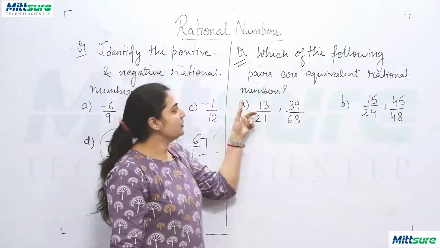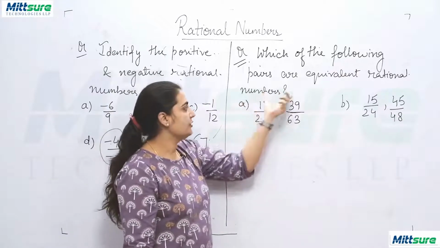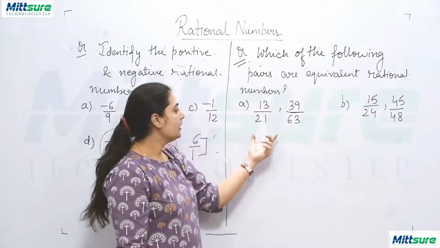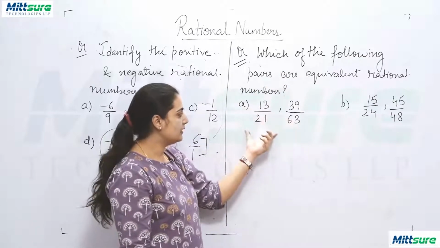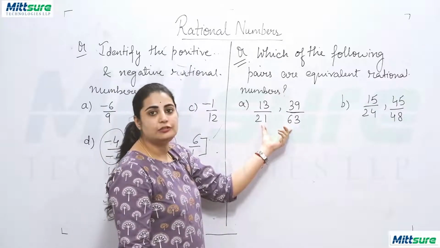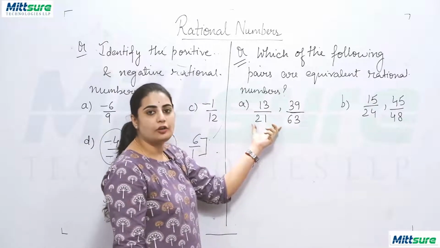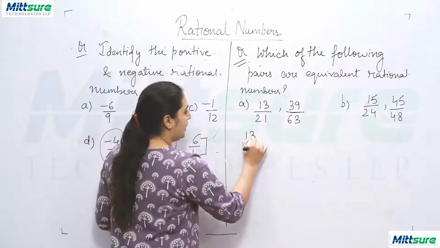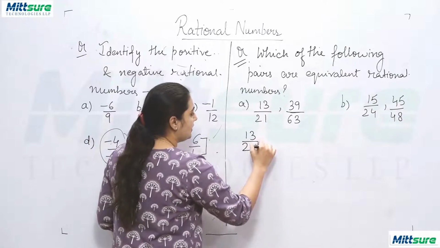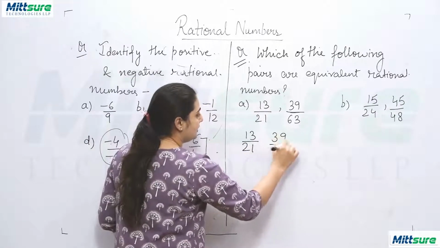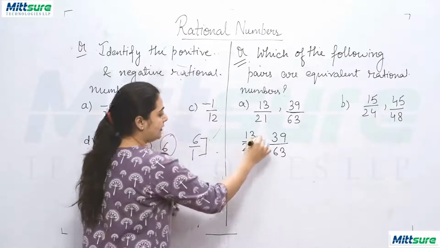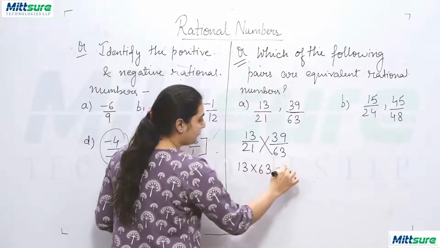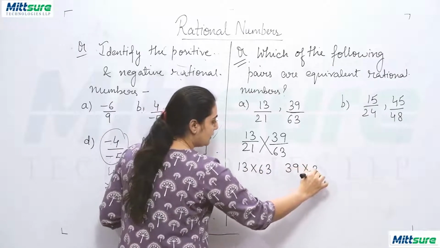The next type of question which is usually asked on rational numbers is: which of the following pairs are equivalent rational numbers? So for this we have two rational numbers here. We are going to compare these two rational numbers by using the cross multiplication method. So how do we do that? On writing 13 upon 21 and 39 upon 63, you are going to cross multiply 13 into 63, 39 into 21.